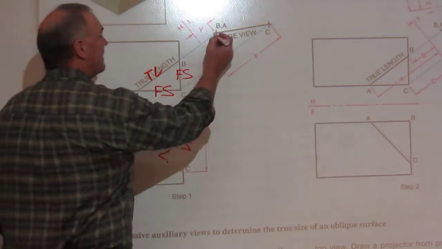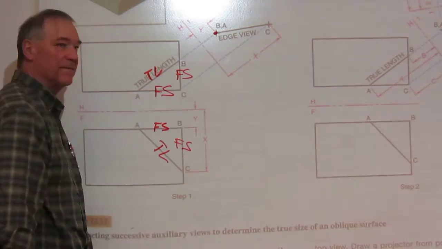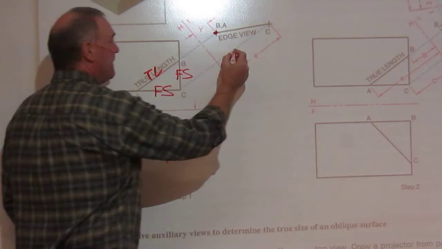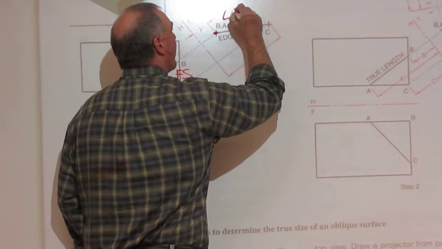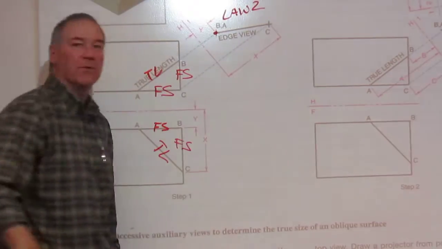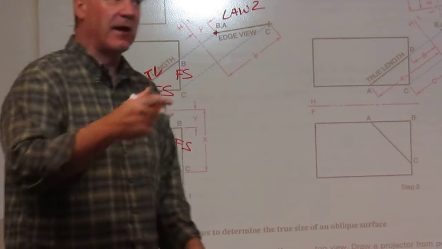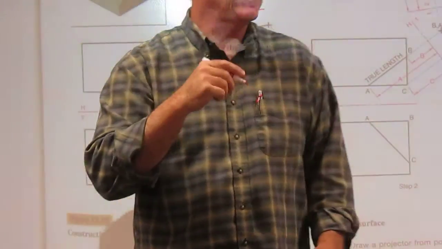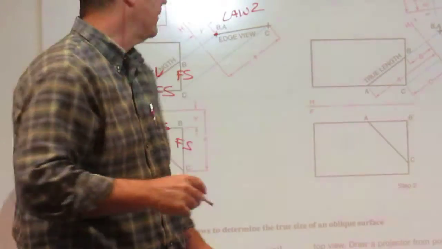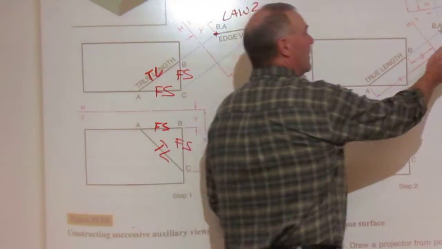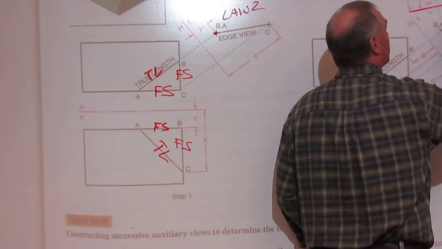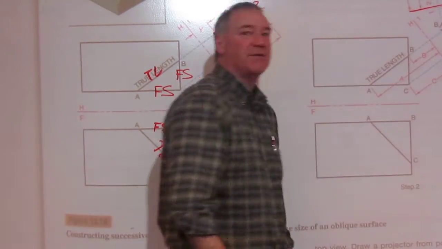Therefore, I have to get line AB as a point. I'm just going to bring point C with me. Now I see edge view, right? Okay. Now I've got edge view. I've now done law 2. Now I need to apply law 3. Plane appears true size and shape when the viewing plane is parallel to it. That's what they're doing here. They come over to here, they draw the viewing plane, project in, and get true size and shape.